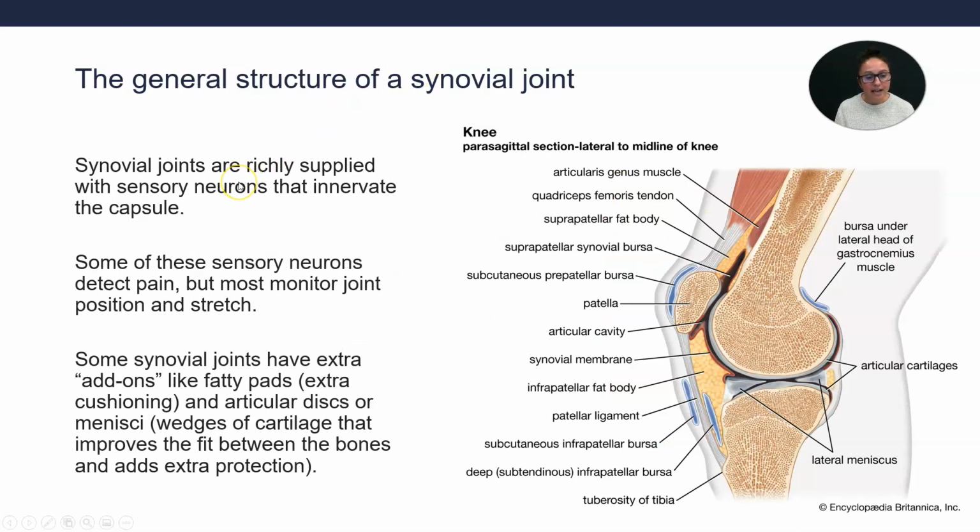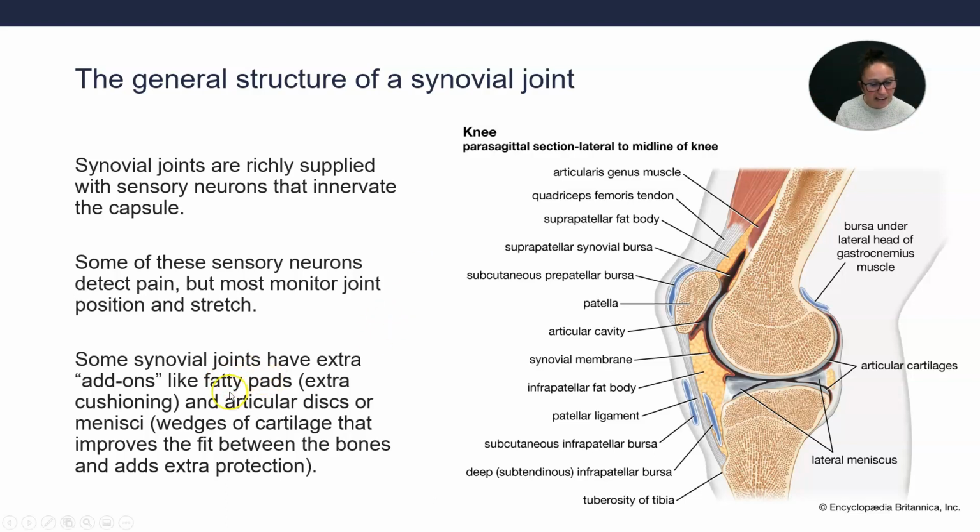Okay, now, as you can see, synovial joints have neurons, okay? So there are sensory neurons in there, and there are sensory neurons everywhere, really. There are extra things, so some synovial joints have extra added features, depending on what joint you're looking at. This is just the knee. So let's have a look and see what added features the knee has.